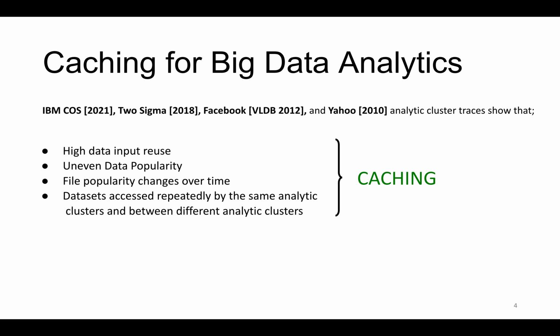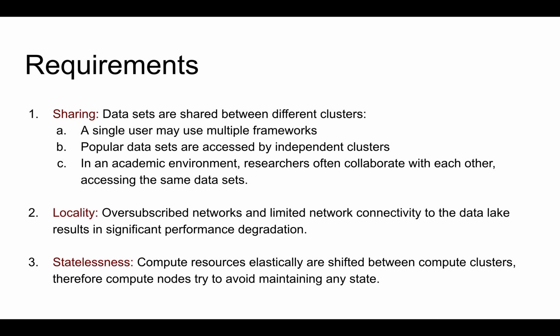We designed D3N, a data center-wide shared cache, and the design of D3N is motivated by 3 important properties we observe in our data center. Our data center is an academic data center with a shared data lake with over 70 petabytes of data. The first thing we observe is sharing. We find sharing datasets between different clusters quite common in our environment.